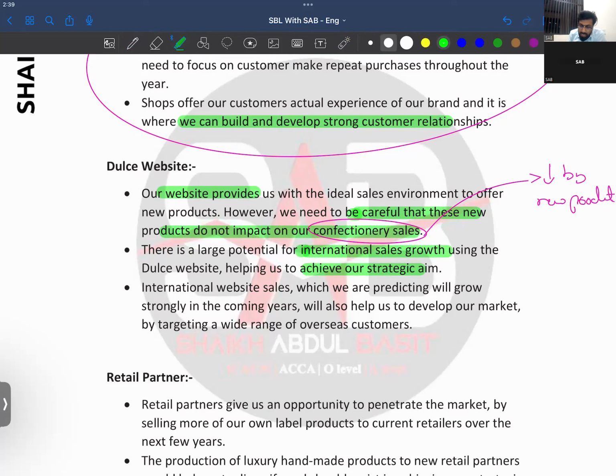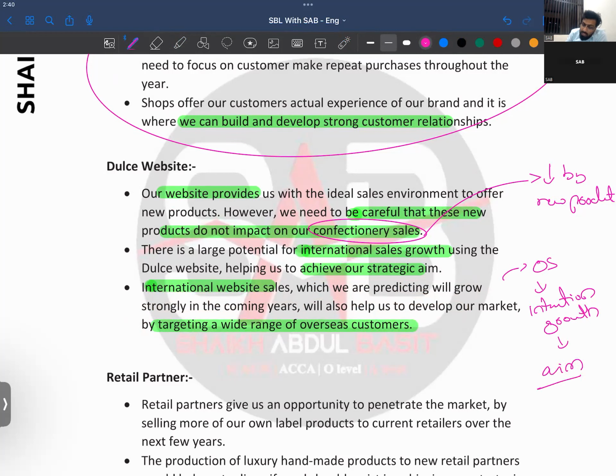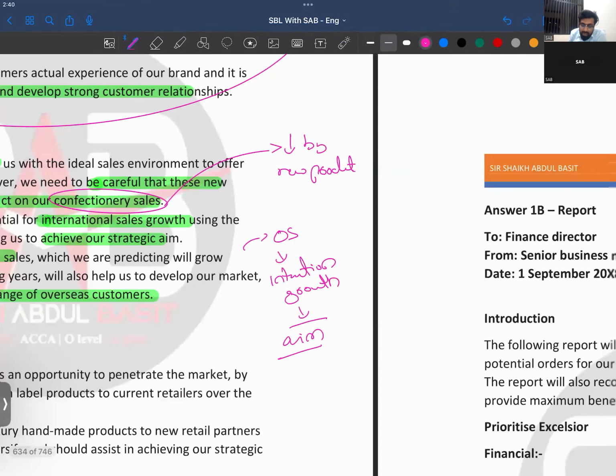Similarly, international website sales, which we are predicting will grow strongly in the coming years, will also help us develop our market by targeting a wide range of overseas customers. So, thinking about international website sales and concluding on a target: our target is overseas customers, therefore international growth is mandatory. And since this website leads to international growth, our aim is satisfied. So see, I'm talking about the strategy, evaluating it and connecting it with the link that our aim is satisfied through this strategy, right?